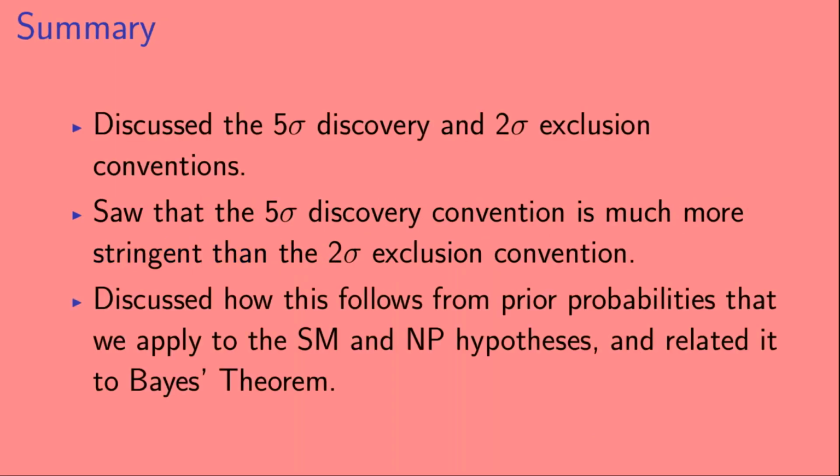Okay, so let's briefly summarize. Here we've discussed the 5 sigma discovery and 2 sigma exclusion conventions in particle physics. We saw that the 5 sigma discovery convention is much more stringent than the 2 sigma exclusion convention. We also discussed how this follows from prior probabilities that we apply to the standard model and new physics hypotheses, and briefly, informally related it to Bayes' theorem.